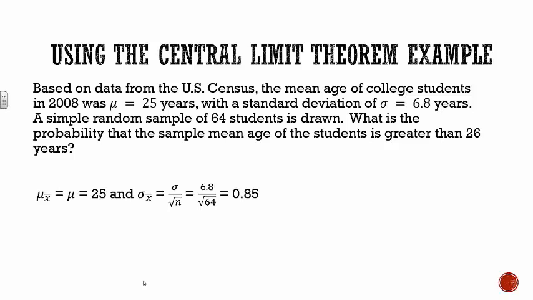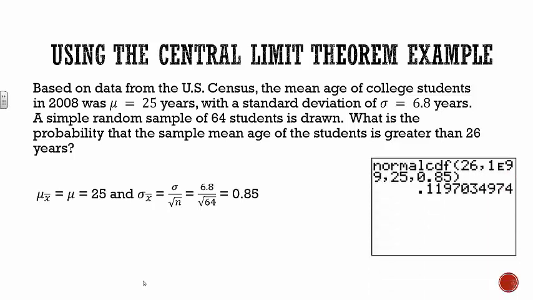Once I have that, and again, because I know that my n is greater than 30, it's normal, so I can do normal CDF in my calculator. And remember the question, they want to know the probability that the sample mean age is greater than 26 years. So we have 26 as our lower bound, infinity or 1e99 as our upper bound, with a mean of 25 and the standard deviation we just calculated at 0.85.